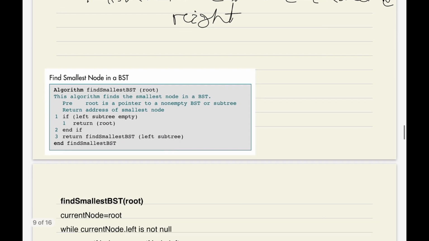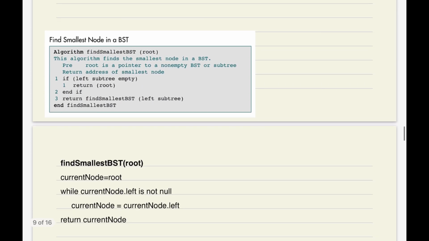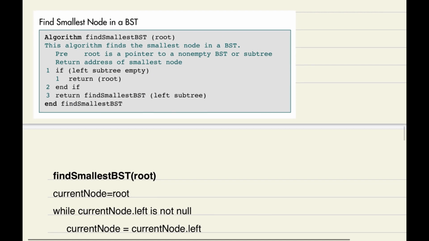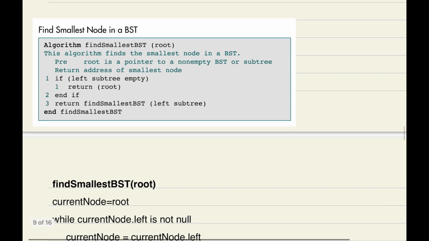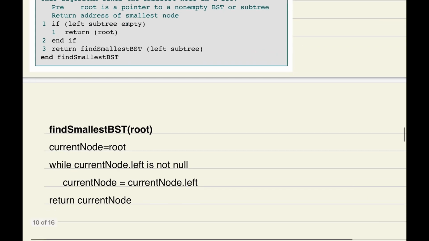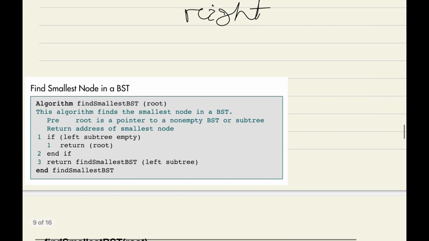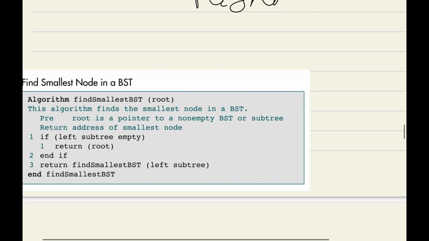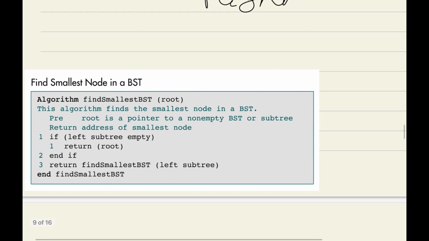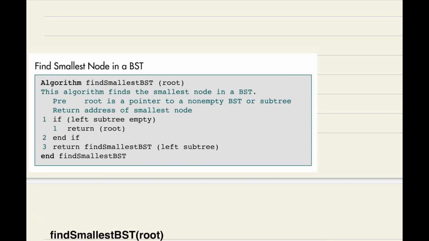Now you can consider the algorithm for finding the smallest node. This is a recursive one, and we have also written another one that is non-recursive using a loop. First we are going to discuss the recursive one. So now consider this algorithm. The algorithm is find smallest BST, root.